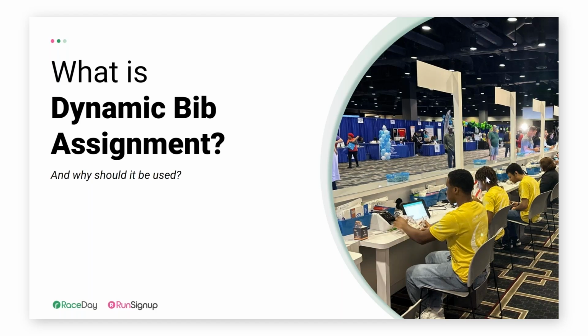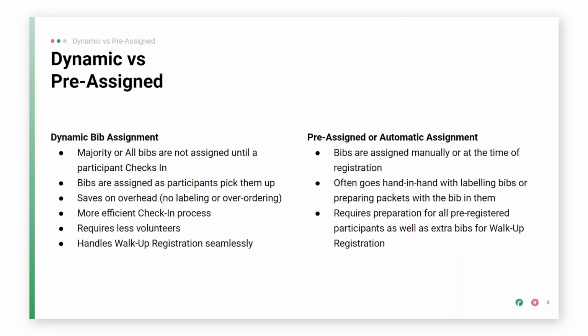All right, what is dynamic bib assignment and why should you use it? Dynamic bib assignment is the method of assigning bibs as participants walk up to be checked in, rather than pre-assigning them, which is the more traditional method. Dynamically assigning bibs means most, if not all, bibs are assigned at the time a participant checks in and picks them up. This saves on overhead.